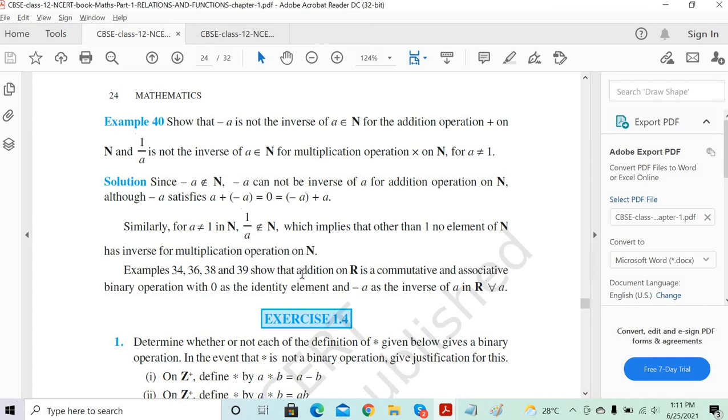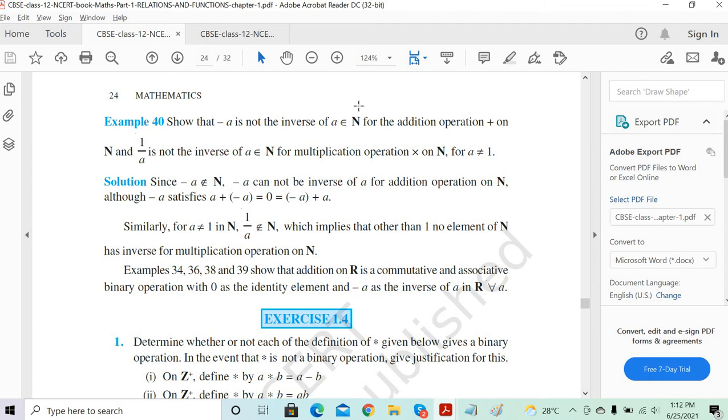So we have to show that minus a does not belong to n. So minus a cannot be the inverse of a. And a is given that a belongs to n, right? For the addition operation of n. Like a plus minus a, are we doing that? Okay, let's understand this part. Show that minus a is not the inverse of a when it belongs to natural numbers. Natural numbers start with 1, 2, 3.